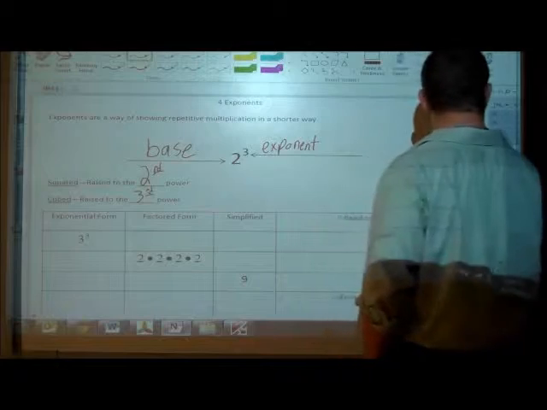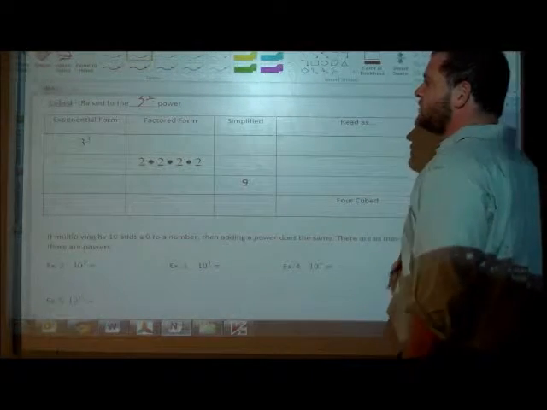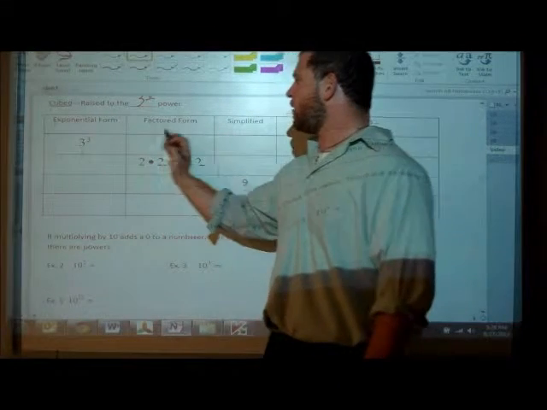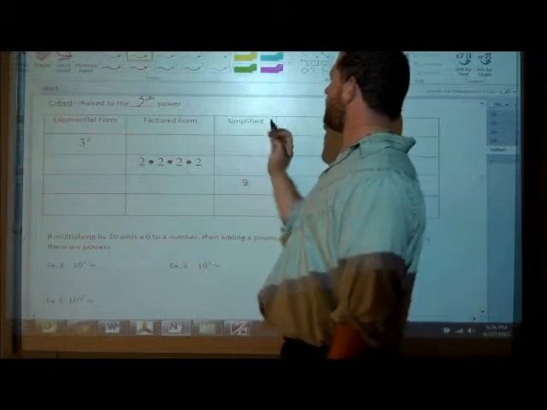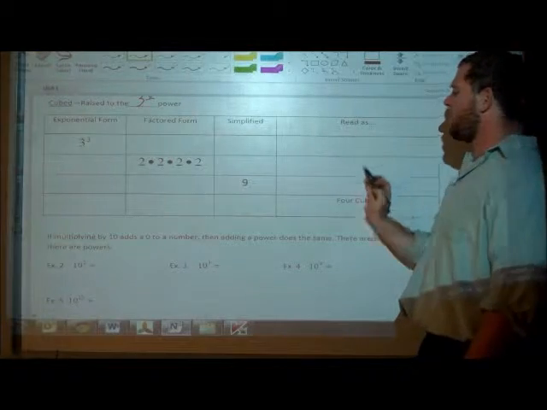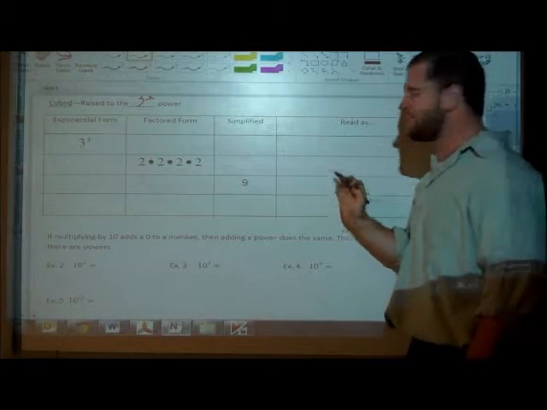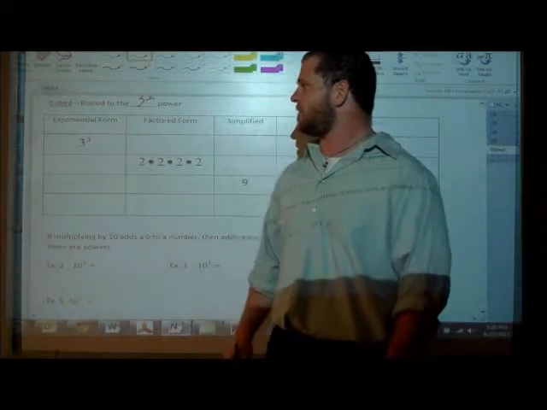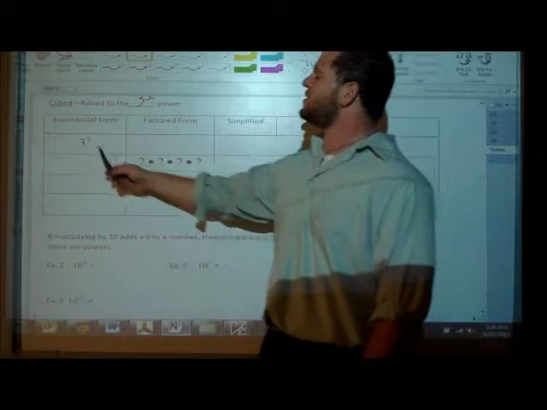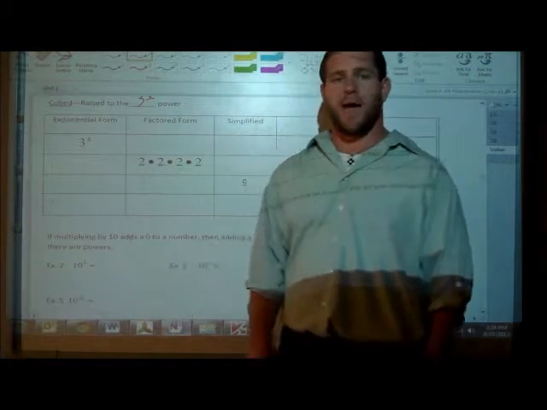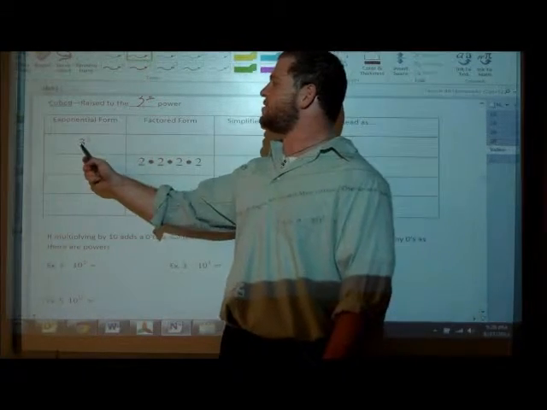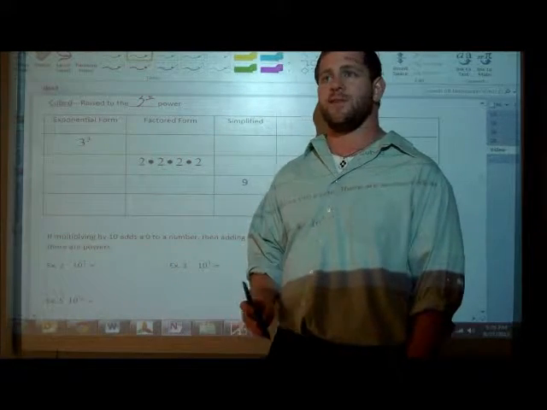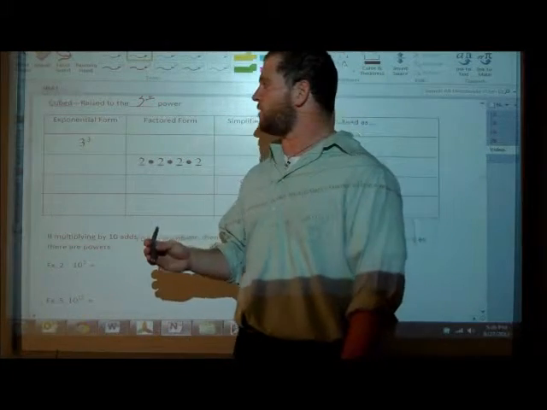So we start looking at how we're going to write these out. We've got 4 different forms that we're talking about: exponential form, factored form, simplified form, and how do you actually read it. This isn't really a math term, but I want to make sure that you understand how it's going to work. If I see 3 to the third power, that's telling me that the base, 3, is going to be multiplied times itself, the exponent or the power number of times.